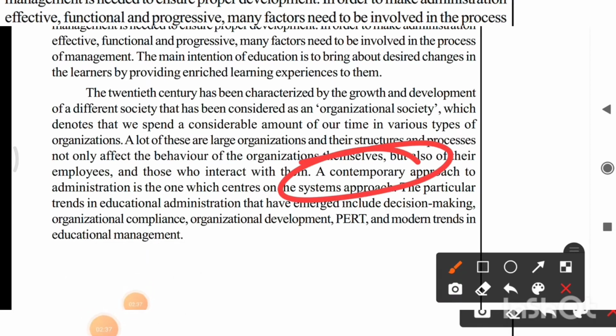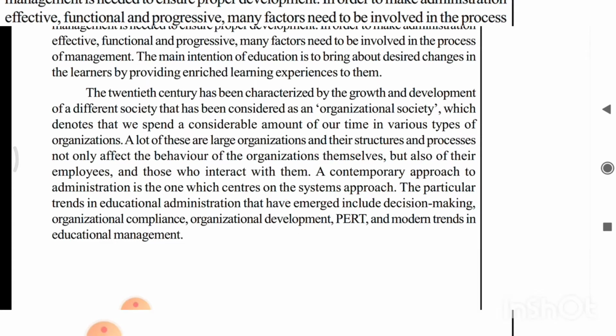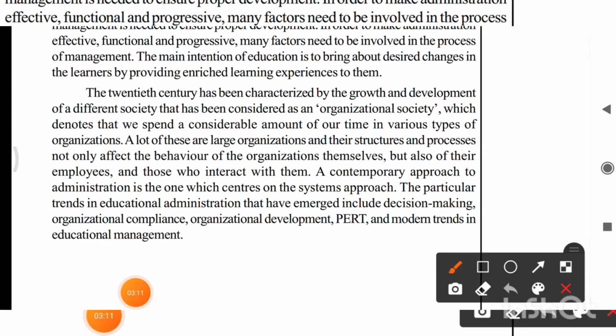A contemporary approach to administration is the one which centers on the systems approach. The particular trends in educational administration that have emerged include decision making, organizational complacency, organizational development, PERT, and modern trends in educational management. So what are the particular trends in educational administration that have emerged these days? What are the important key factors which we all need to remember?